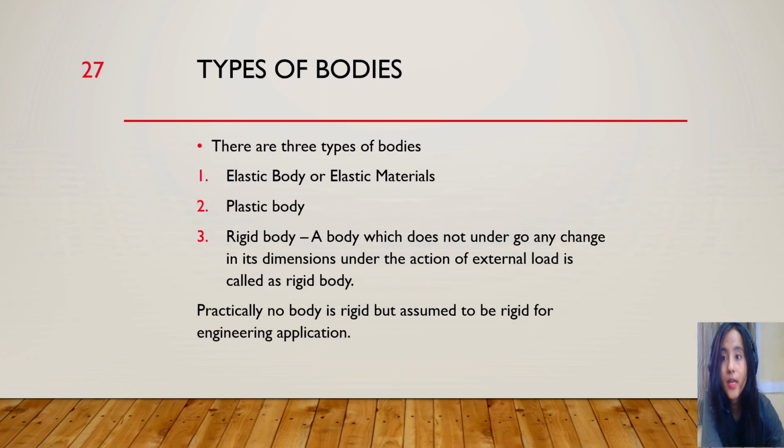There are different types of bodies here again. There are three types which we have already covered: elastic body, plastic, and rigid body. Practically, if we see outside, no body is rigid, but they are assumed to be rigid for engineering applications.